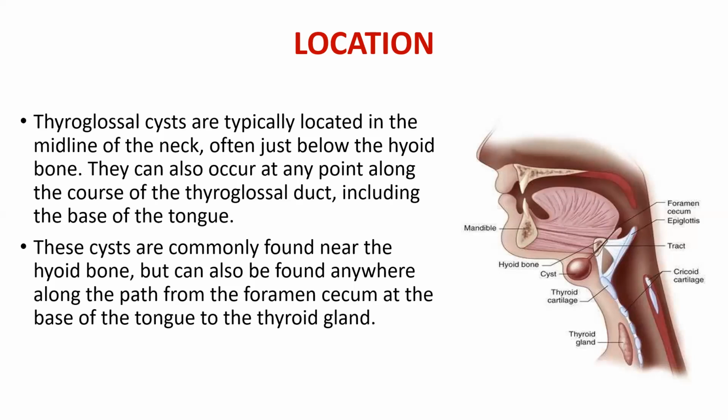So these thyroglossal ducts may end up as cysts. Once they get accumulated with fluid, they form cysts. Usually these cysts are found near the hyoid bone, but can also be found anywhere along the path from the foramen cecum at the base of the tongue to the thyroid gland.